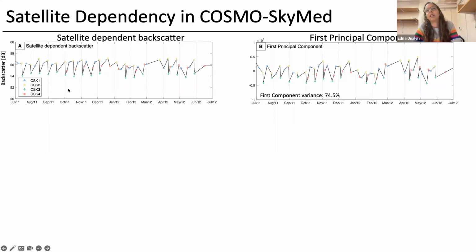So it seems like there's a satellite dependency in the backscatter data. To correct for this, we did a principal component analysis. This here is our first principal component. It makes up about 75% of the variation in our data set and looks very similar to the satellite dependency that we see.